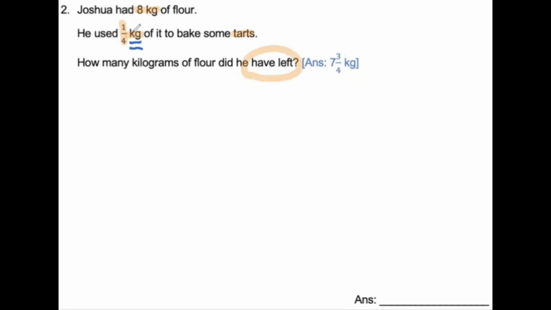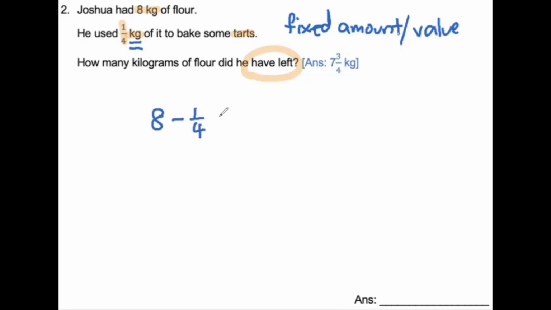So in other words, this is actually a fixed amount or a fixed value. In other words, we don't need to figure out what was this amount that has been used to bake the tarts. So to solve the question, we can directly just take 8 kilograms, which is the total at the beginning, minus off the amount that has been used to bake the tarts.